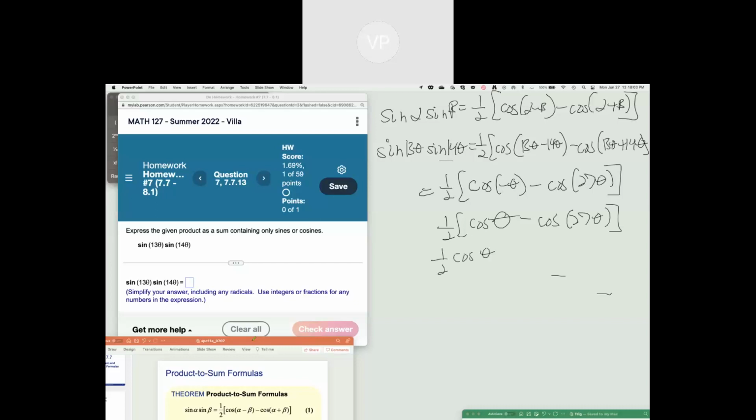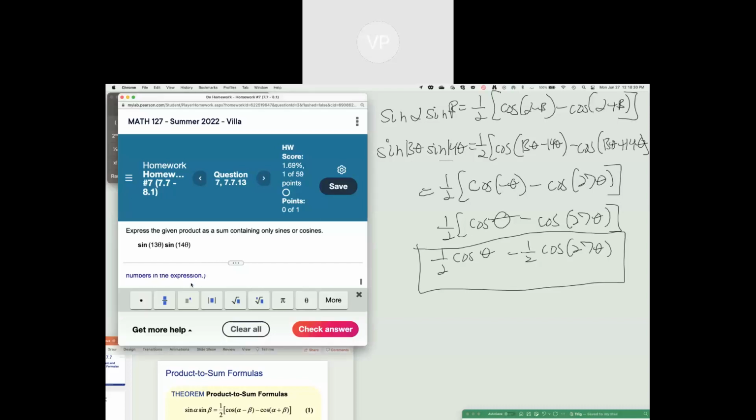And then I forget if they want us to distribute, so I'll just do that. Now, unlike the last problem, unfortunately, we don't have a calculator to check because theta is an unknown. This is as far as I can go. Let's read the directions and make sure. Simplify your answer, include any radicals, use integers or fractions for any numbers. So it didn't really tell us much, but it's just a rewrite of all this. So we have a 1/2 cosine of theta minus 1/2 cosine of 27 theta.